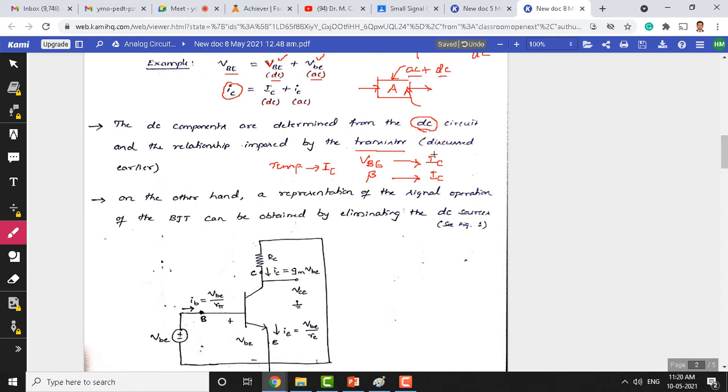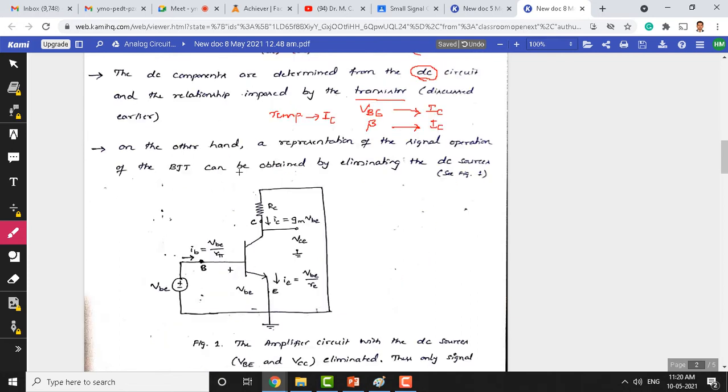However, we expect a stable collector current in the output. The relationships between IC and VBE, IC and beta, and IC and temperature we have discussed in the very beginning. So that's related to the DC component.